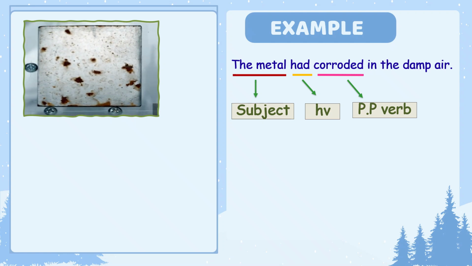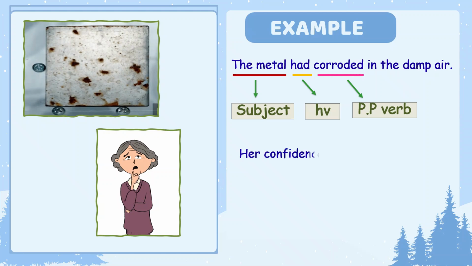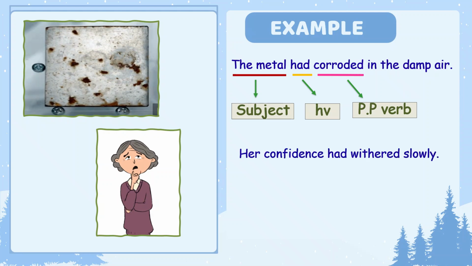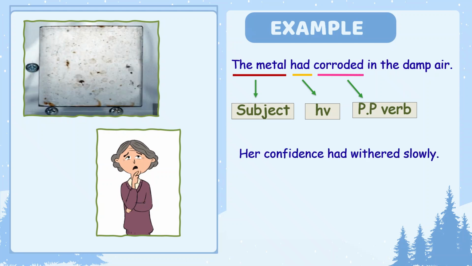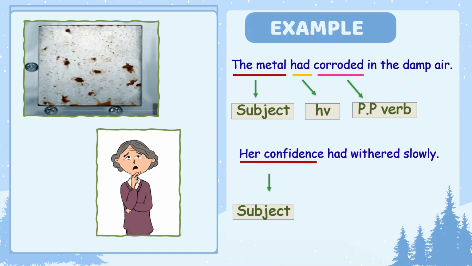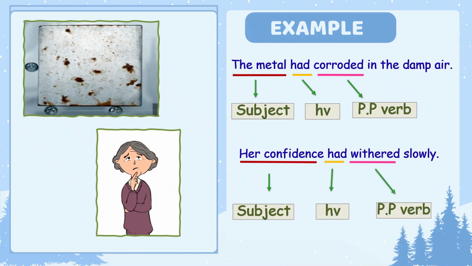Let's have another example. Her confidence had withered slowly. In this sentence, her confidence is the subject, had is the helping verb, and withered is a past participle verb.